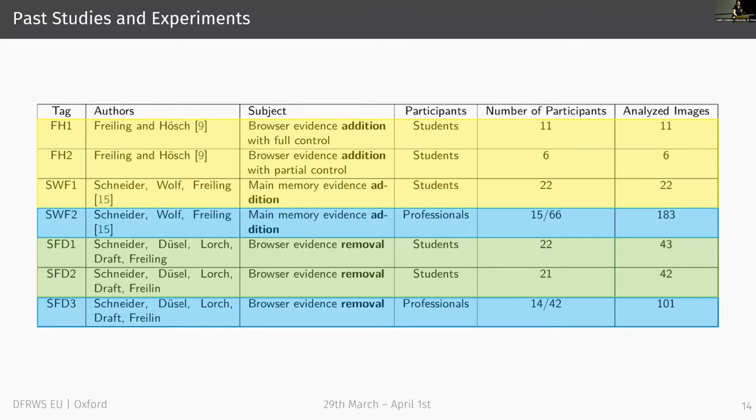change this to pointer. We had 15 participating teams with 66 participants in 2019, and they analyzed 183 images, which is great. And we had 14 participating teams with 42 participants in 2021, and they analyzed 101 images. And as you can see, this is much more than the students could ever do.